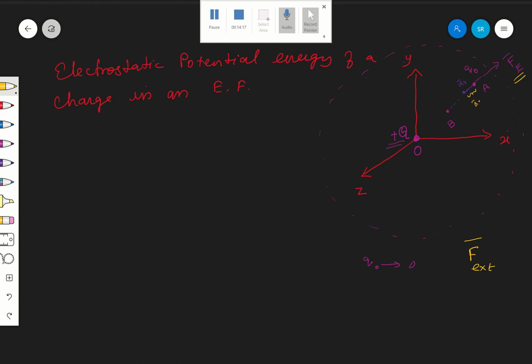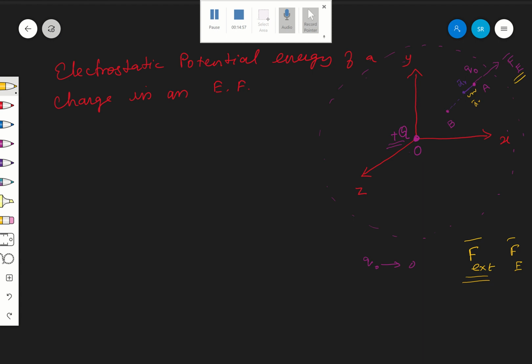Okay, therefore for that, what am I doing? I am going to apply F external. But the very important thing is, this F external, the force, should just counterbalance the force due to the electric field that is produced by plus q. Okay, it just counterbalances. Why? Because only then you can say force on Q naught will be 0.